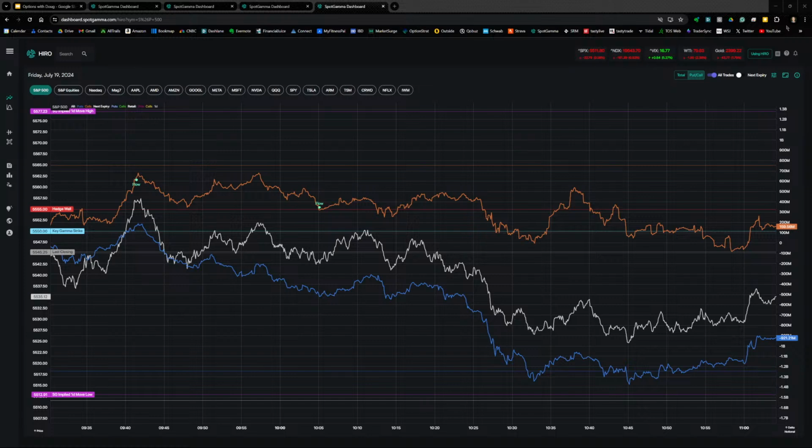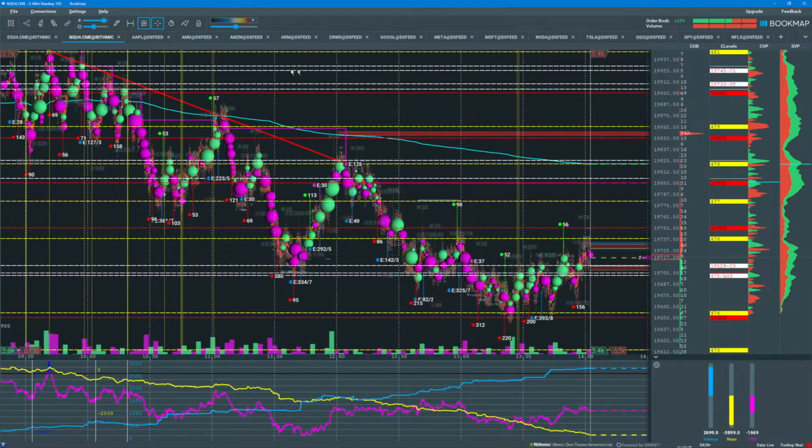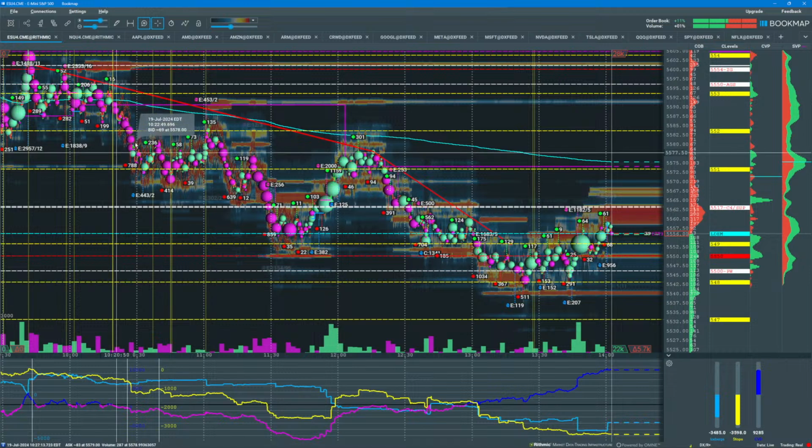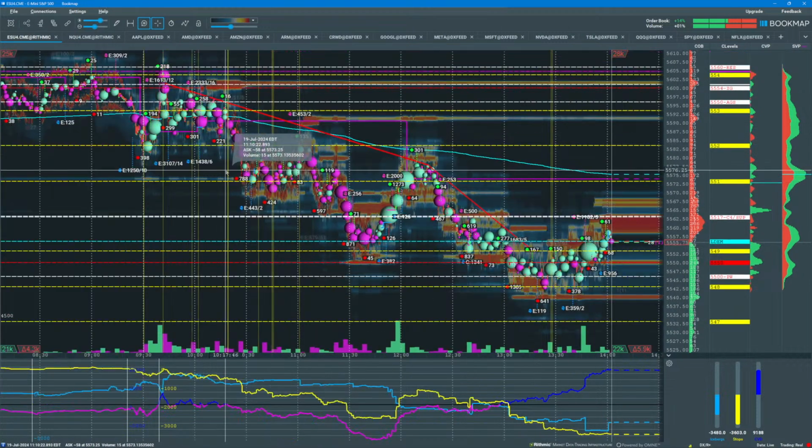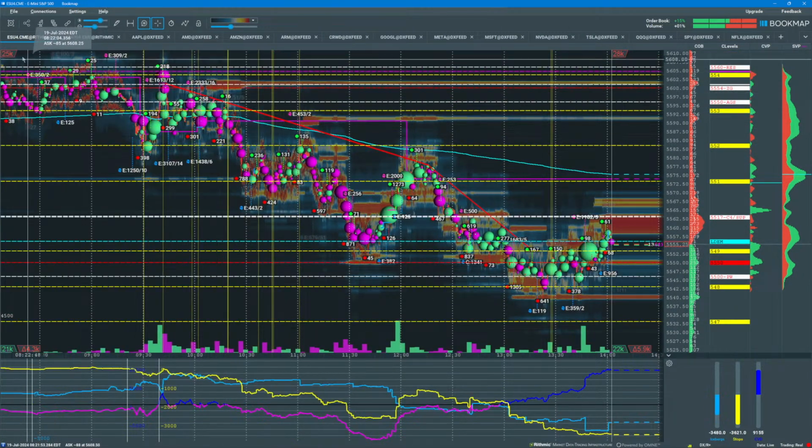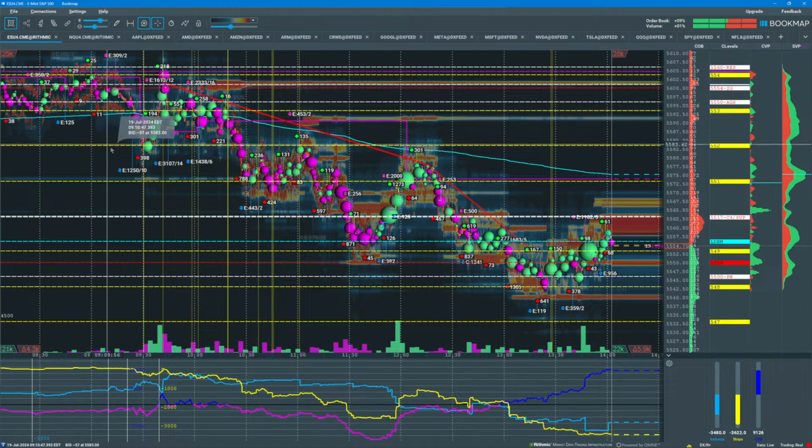All right, let's take a look at Bookmap now. Go back to the S&P 500. I'm going to zoom in on this.